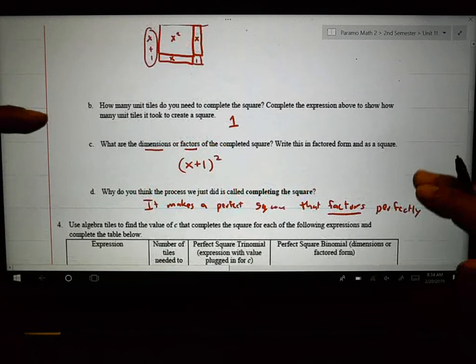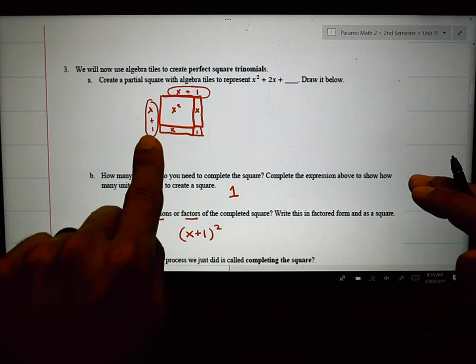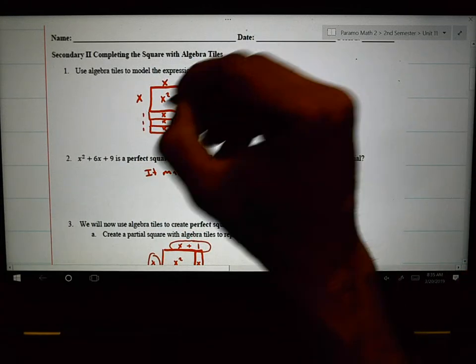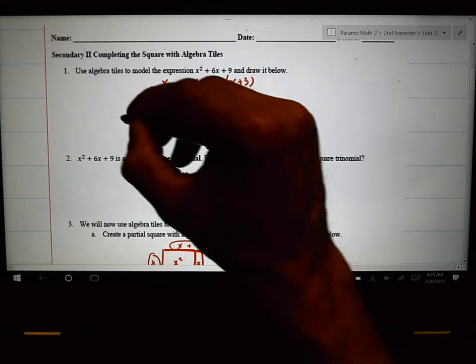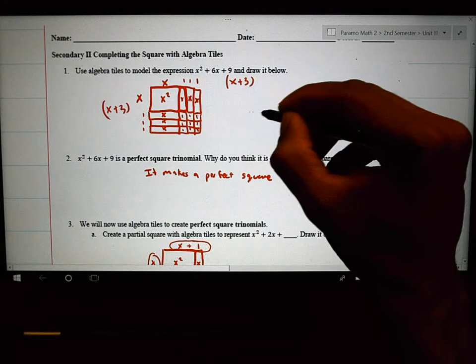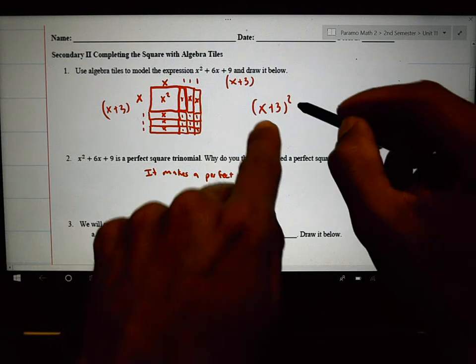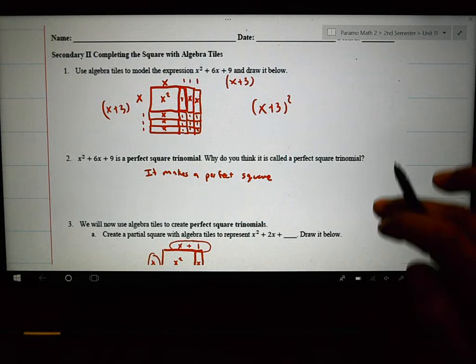In this example that we just did you notice that it was an x plus 1 and another x plus 1? If you were to go up here to this one, do you know that this top is x plus 3 times an x plus 3, which makes x plus 3 squared? Look at how this turns into a perfect binomial squared. That's what completing the square is.